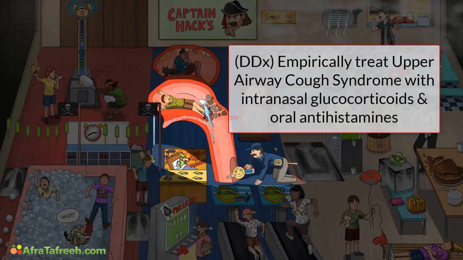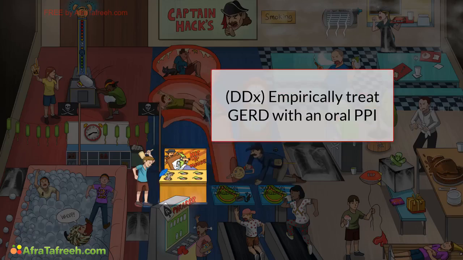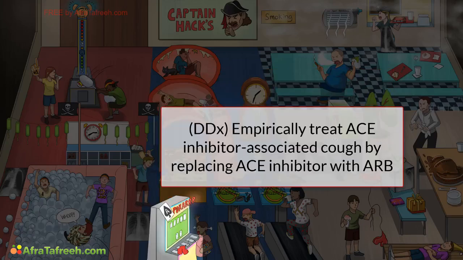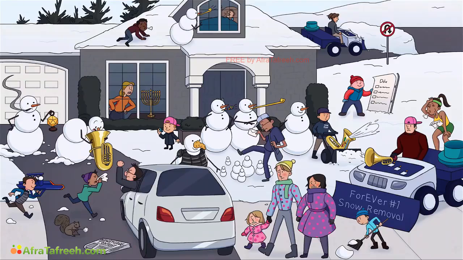For upper airway cough syndrome, empirically treat with intranasal glucocorticoids and oral antihistamines. For GERD, empirically treat with an oral PPI. And for ACE inhibitor-associated cough, stop the drug and replace it with an ARB. Let's finish up by reviewing a few asthma plus syndromes to consider in patients with atypical or particularly severe asthma.